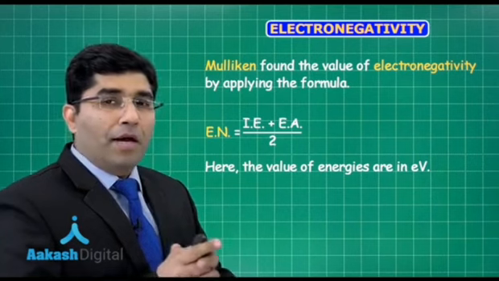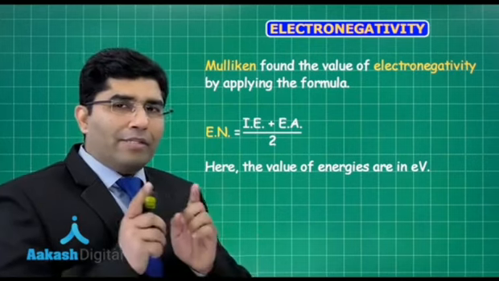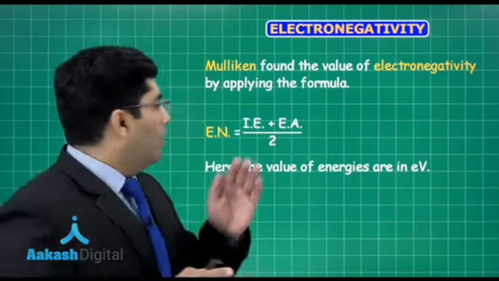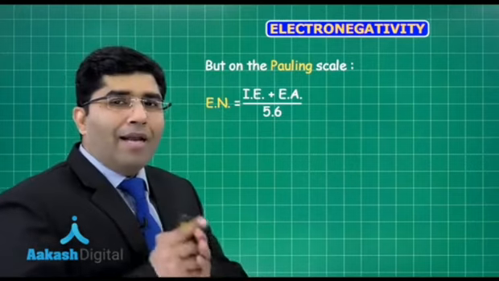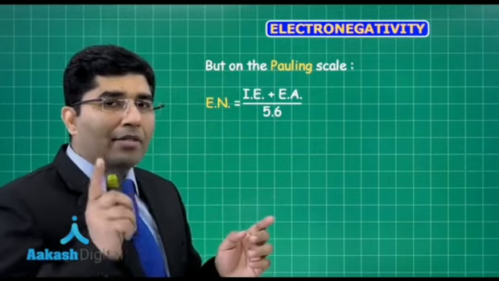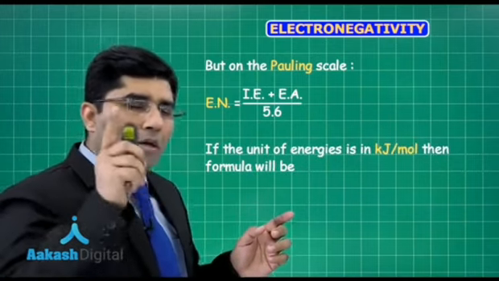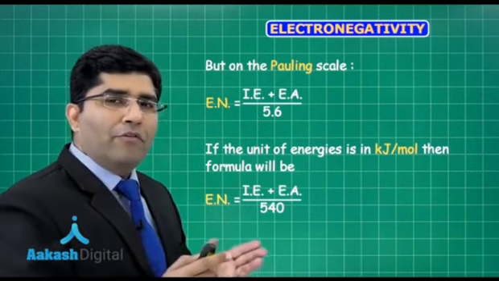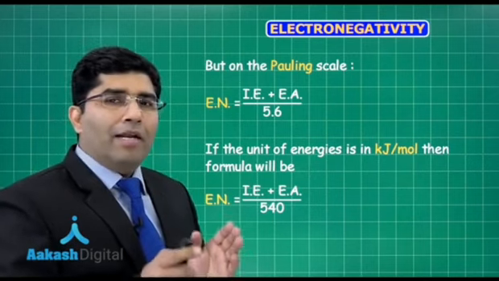Now then came Pauling. The values of electronegativities, or the scale you can say, was 2.8 times smaller than that of the Mulliken scale. And on the Pauling scale he said that electronegativity is ionization energy plus electron affinity whole divided by 5.6 when the energy is in electron volt. But if the energy is in kilojoule per mole, in that case, electronegativity is equal to ionization energy plus electron affinity divided by 540, right? So that's how we find the electronegativity of different elements.